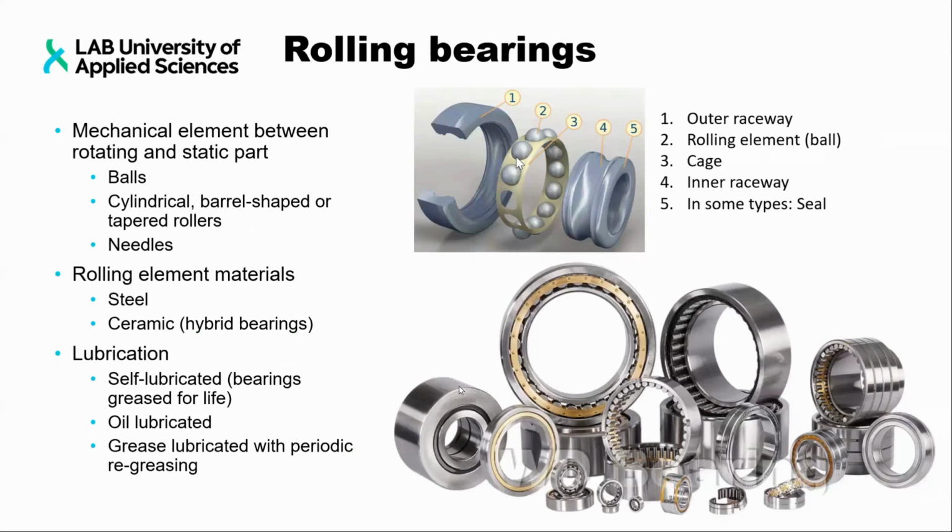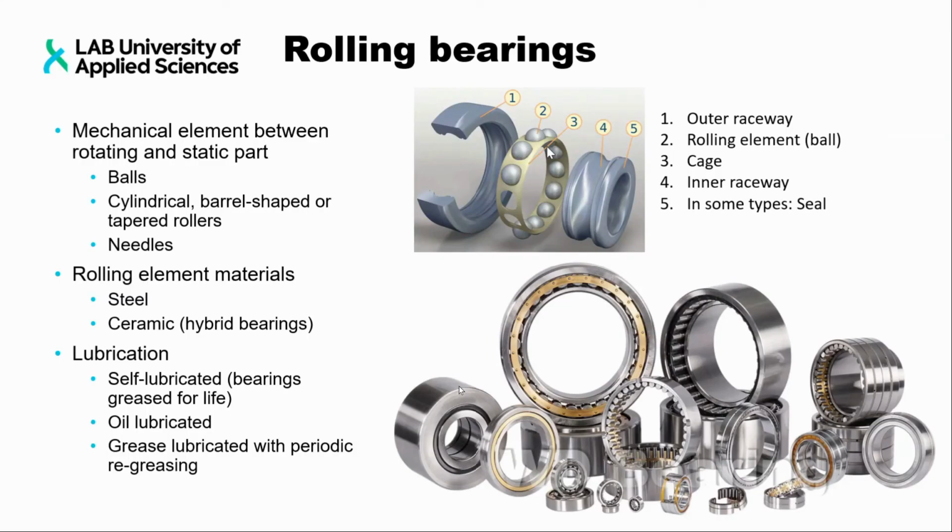And we have a cage, which is the component keeping the rolling elements at intervals from each other, keeping them in place and preventing them from touching each other. Then we have the inner raceway, and in some types of bearings, there could also be a seal that is either there for keeping the lubricant inside the bearing or keeping the contamination, particles, dirt outside the bearing, or both.